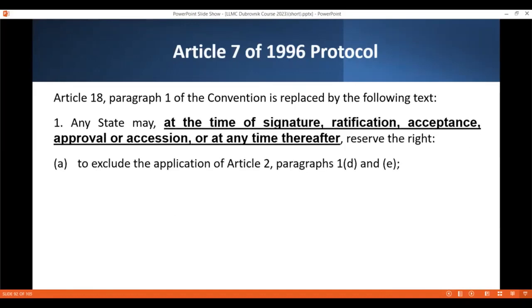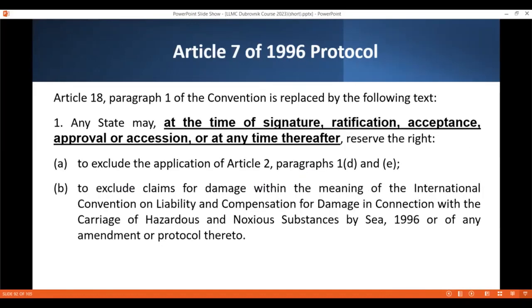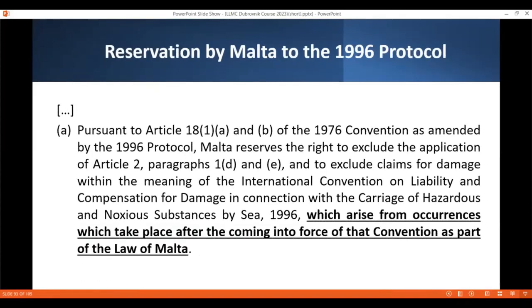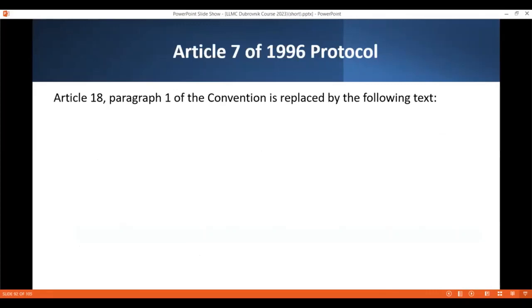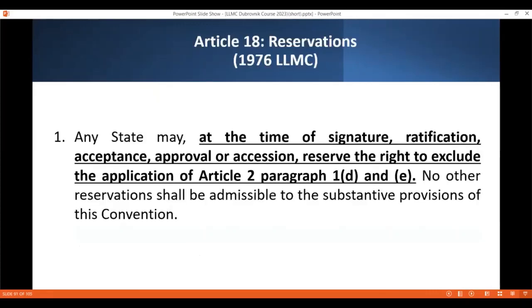And the 1996 protocol changed this. There were some cases in France. And France, in 1976, reserved the right to exclude this. So they went to court, and the ship owner, the claimant, said they made a reservation. And the other party said, no. They reserved the right to exclude it, but they did not exclude it. And it was a whole mess until on appeal, by interpretation, they said that it was an effective reservation.